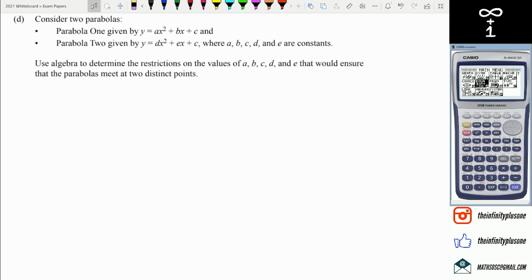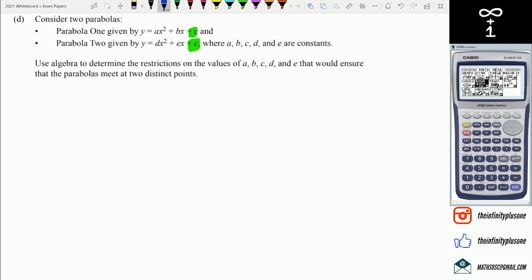Okay, so looking at this question, we've actually got two parabolas, all right? And we're trying to figure out the restrictions of those four A, B, C, D values, and possibly E as well, right? So that the parabolas meet at two distinct points. Now, if you look at parabola 1, it has the same y-intercept as parabola 2. So you can imagine it like this almost.